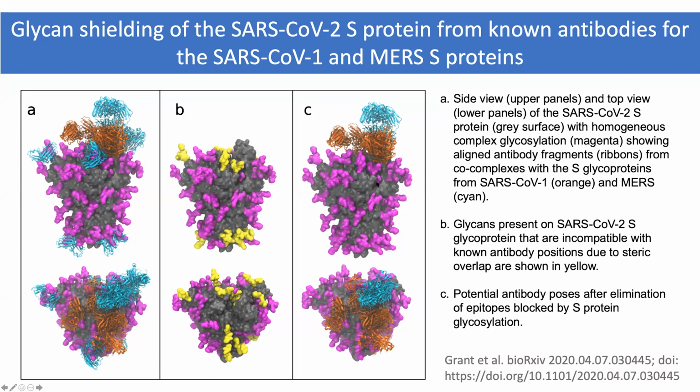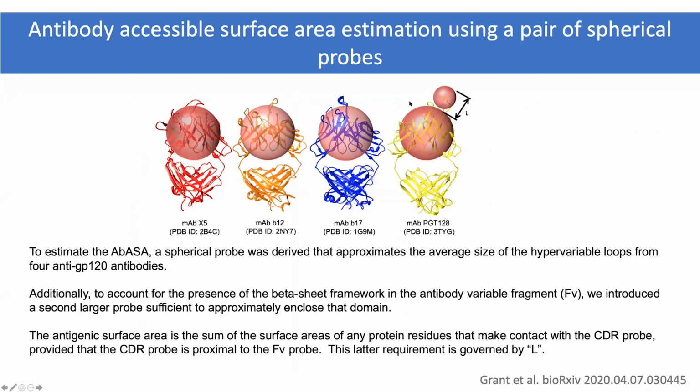So what we really need to do is quantify how much of the surface is actually accessible for antibody binding. The way we do this is we want to probe the surface with a simple model of an antibody. And the simplest model we could come up with was to use a ball the size of a hypervariable loop in an antibody. So first of all, we worked out an average size ball. And we roll that over the glycoprotein surface, and we see when that ball can touch the protein. That would be when a hypervariable loop can make contact.